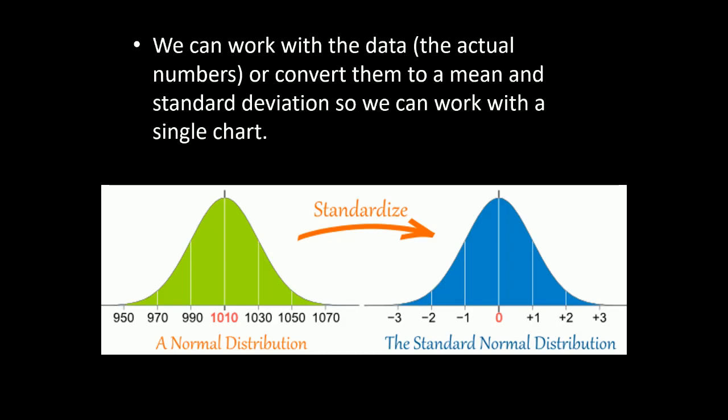Now, the nice thing is we can take all data sets. So on the left, we have a normal distribution representing something. I don't even know what it's measuring, but apparently something with a mean of 1010 and a standard deviation of what looks like 20. It's going up by 20 three times on the bottom and down by 20 three times as well. But we can replace those numbers with just a standard normal distribution, which is the graph that we're going to use and try to memorize or understand.